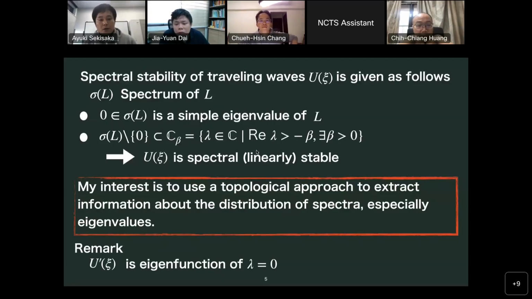There is a positive beta, and C beta is defined like this. But is this the left half plane or right half plane? Sorry, it's smaller than minus beta, right? Sorry, I made a mistake. So smaller, left. Sure. Oh, sorry, no problem. Yes, thank you.